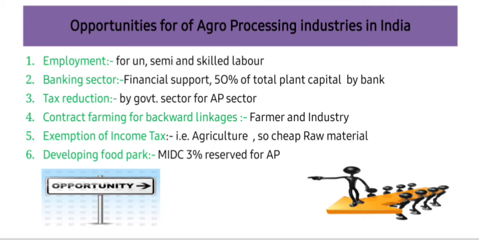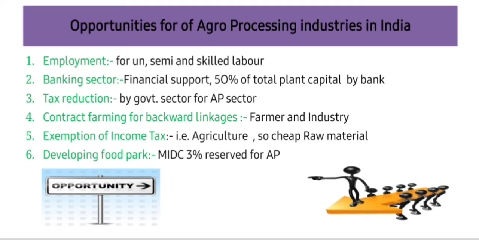employable opportunity. Then towards the banking sector, the financial support is provided by the banking sector, and 50% of the total plan, the finance is offered by the banks. The subsidies are also available, so here lies an opportunity. Next is tax reduction by the government sector for the agriculture processing industry. A huge tax reduction has been provided, so here lies an opportunity for the agro processing industry.